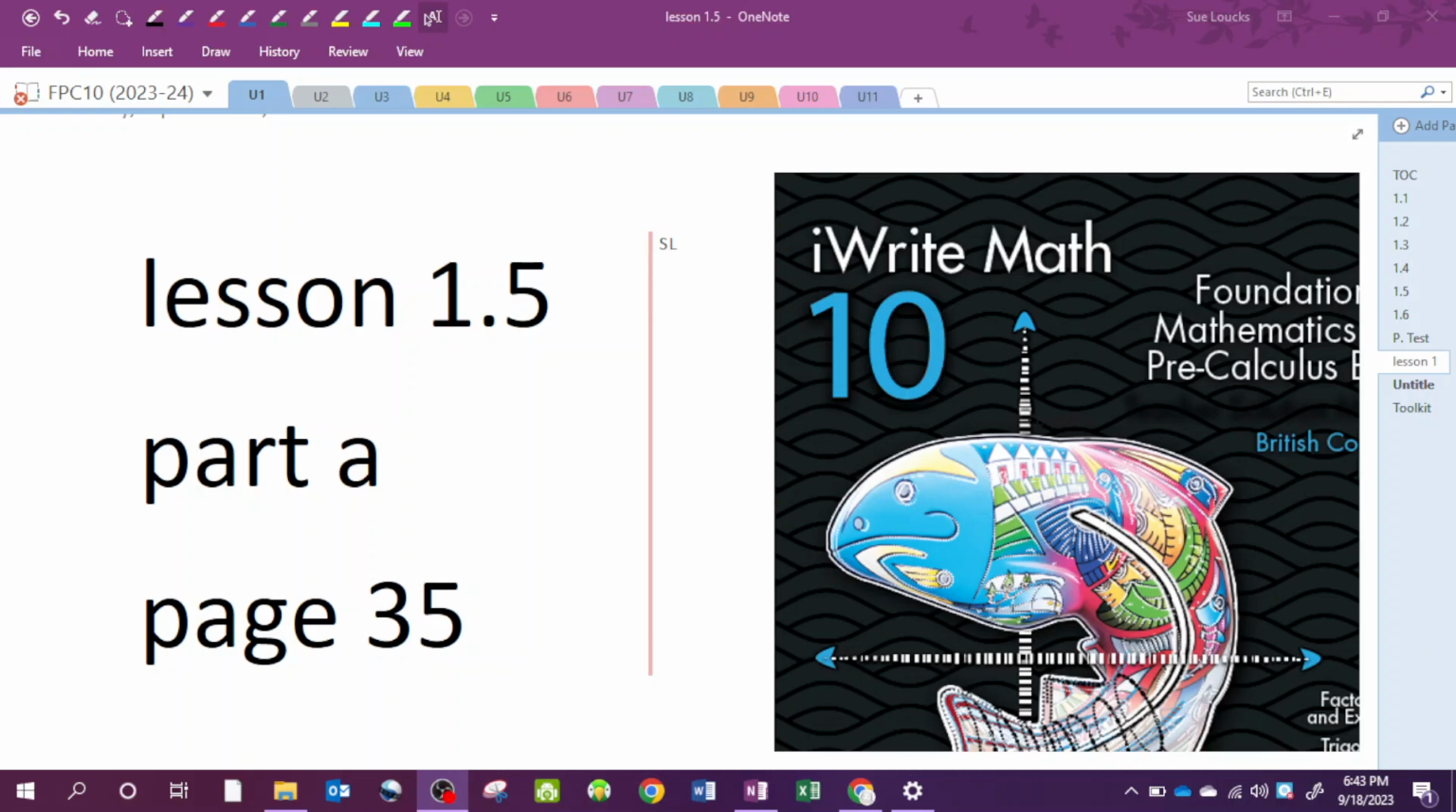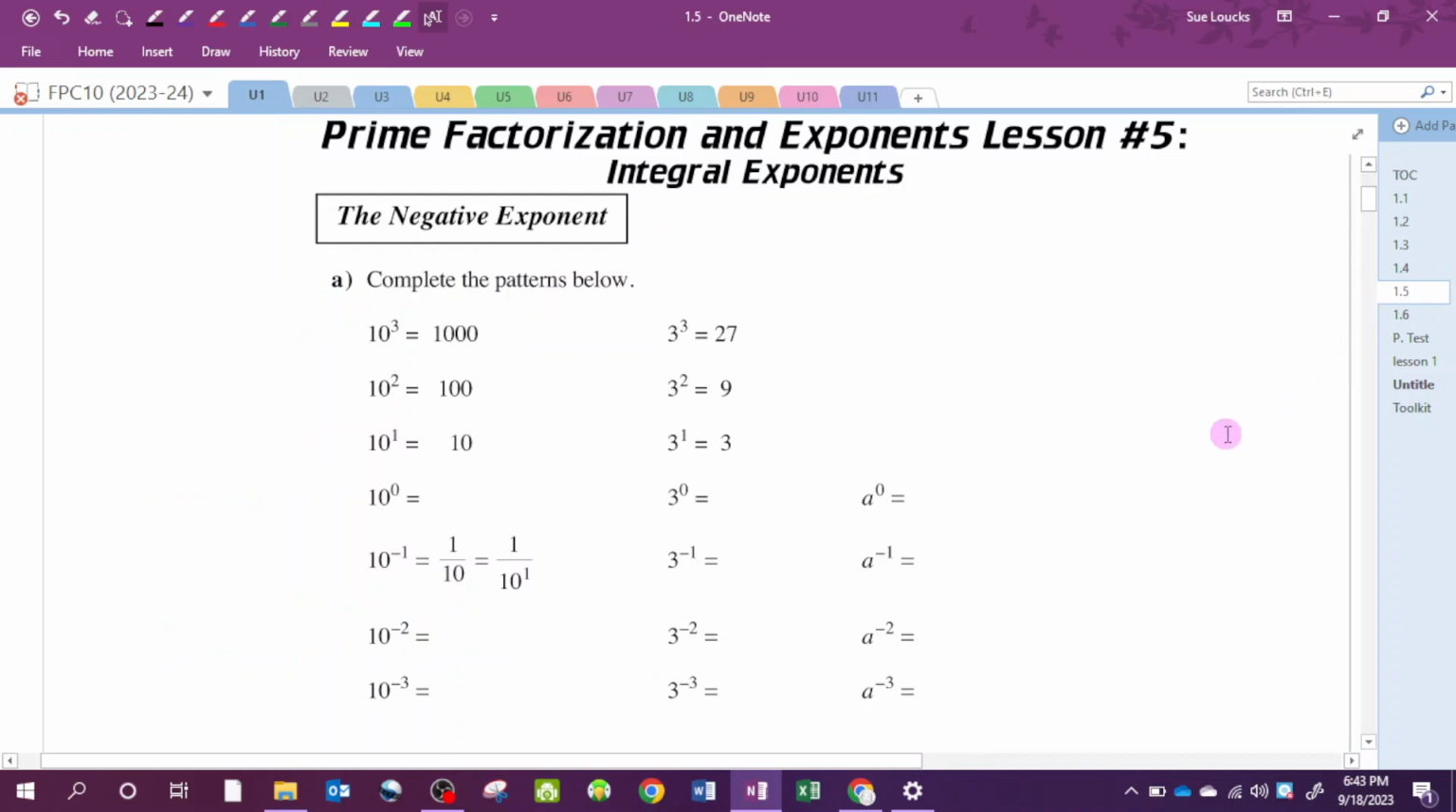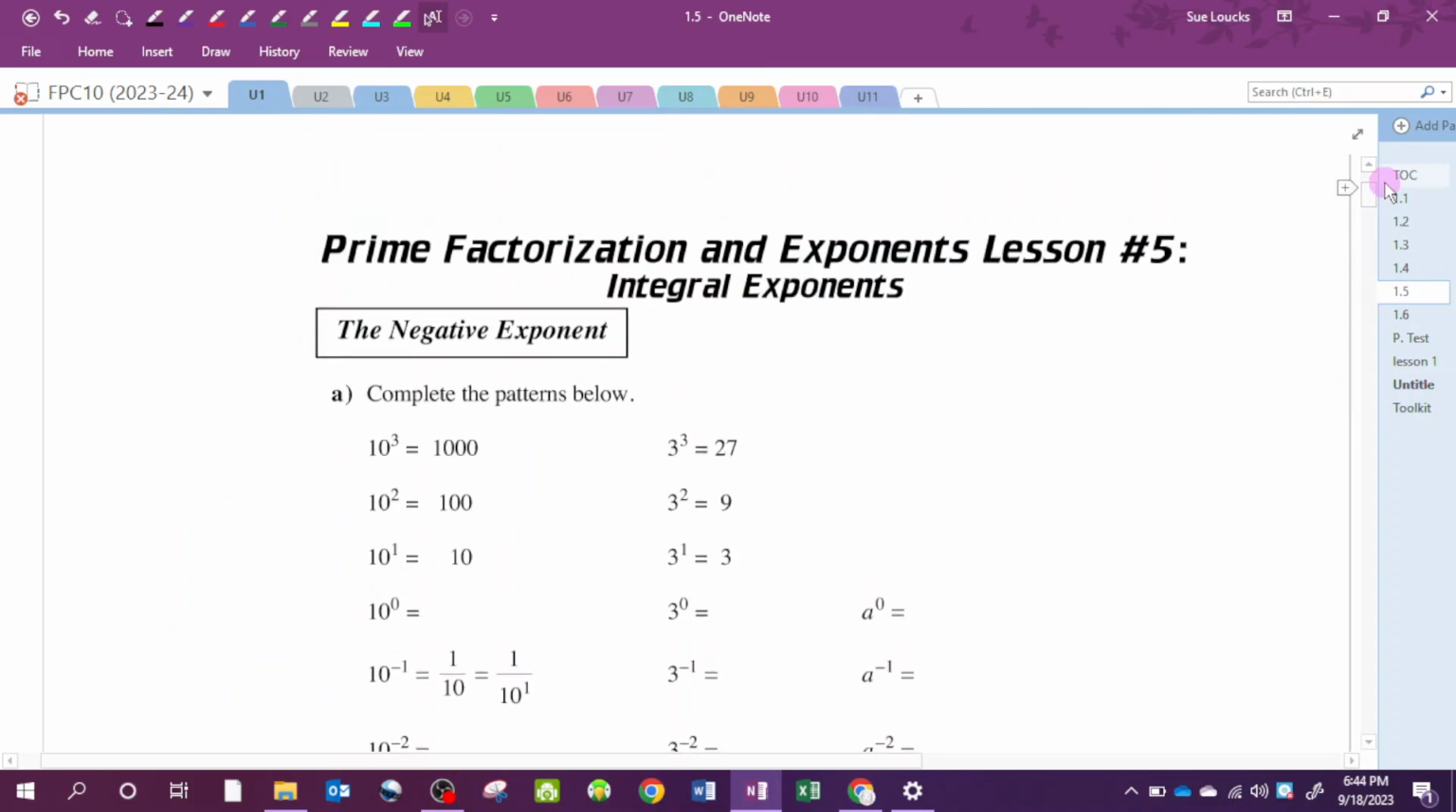This is Foundations in Pre-Cal 10, Lesson 1.5, which is Integral Exponents. Part A starts on page 35. There's only one video for this lesson, so it's a little bit longer than I like it to be, but there's a lot of new stuff, and we need to go through it in one chunk.